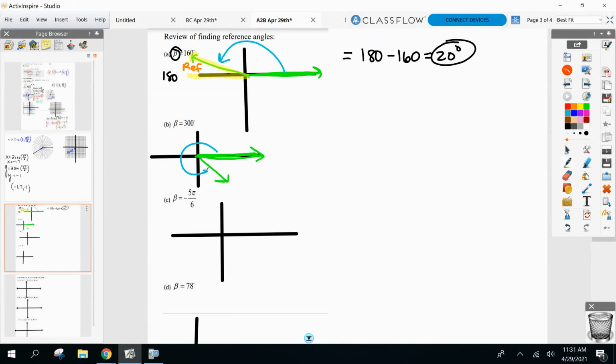Reference angle. Again, not the y-axis. Everyone see that angle that's just been made with the x-axis and the terminal side? It's got to be less than 90. Here it is. There's your reference angle. How do I find that? Now I don't use 180. I'm going to use 360 minus 300. And that'll give me a 60-degree angle.